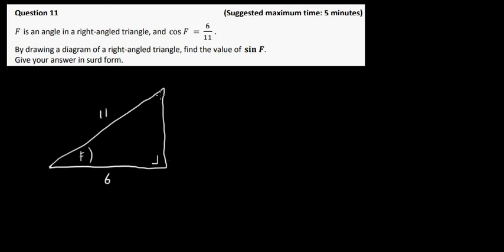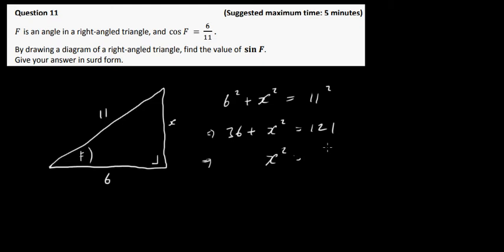Now we've got to find the sine of f. Now the sine of f is the opposite over the hypotenuse, so we have to work out what this is here. Let's call it x. So we can just use Pythagoras' theorem here. So we got 6 squared plus x squared is going to give us 11 squared. So this here will give us 36 plus x squared is equal to 121. That will give me x squared is equal to 85. And that finally will give me x then is equal to the square root of 85, which I can't really simplify any further.